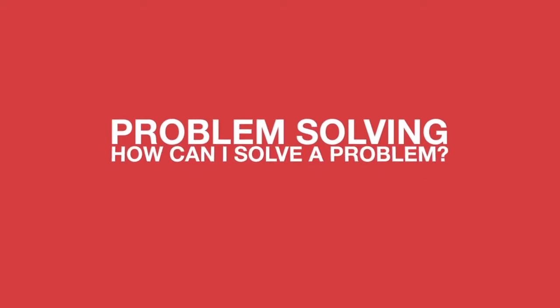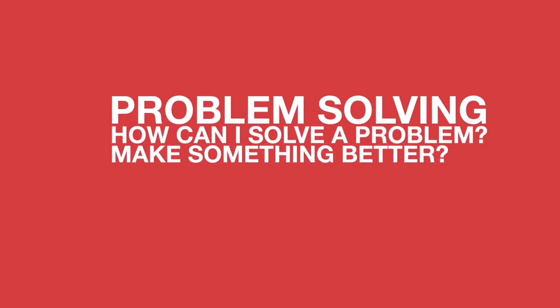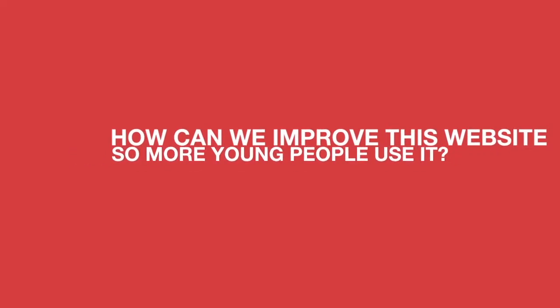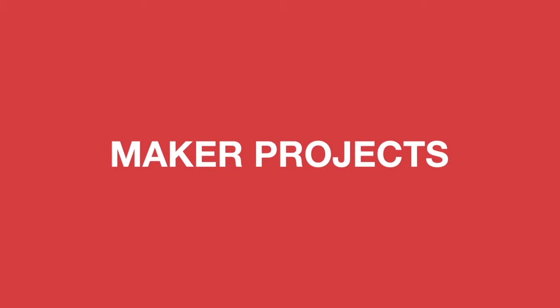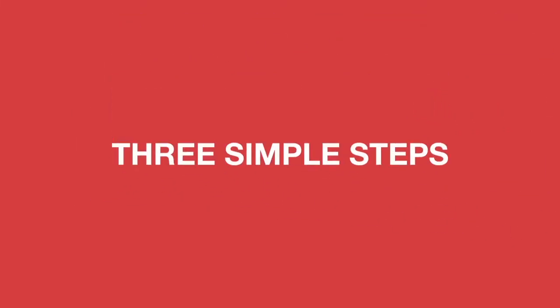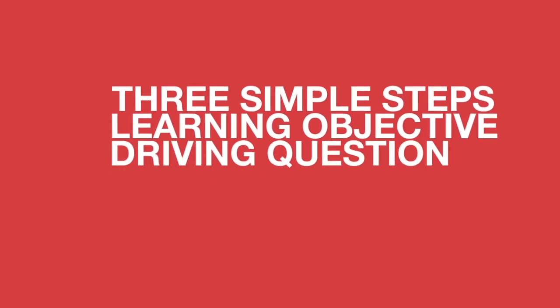A problem-solving question is just what it sounds like. You ask how you can solve a problem or make something better. For example, how can we improve this website so more young people use it? These questions work great for Maker projects, as you can try to determine how to make things that solve the problem. Here are 3 simple steps to go from a learning objective to a driving question.